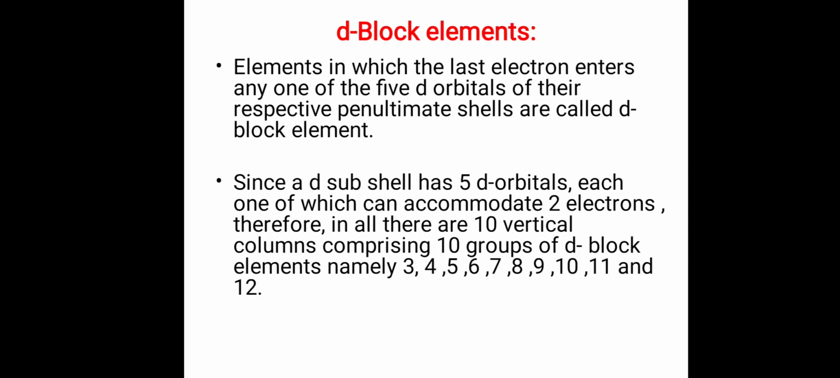Next, d block elements. Elements in which the last electron enters any one of the 5 d orbitals of their respective penultimate shell are called d block elements. Since a d subshell has 5 orbitals, each one of which can accommodate 2 electrons, therefore in all there are 10 vertical columns comprising 10 groups of d block elements, namely 3, 4, 5, 6, 7, 8, 9, 10, 11 and 12.